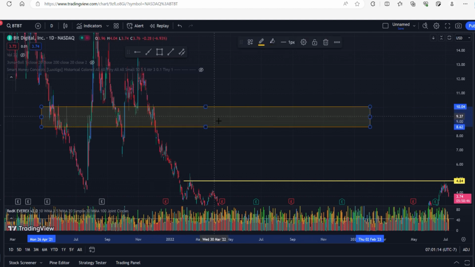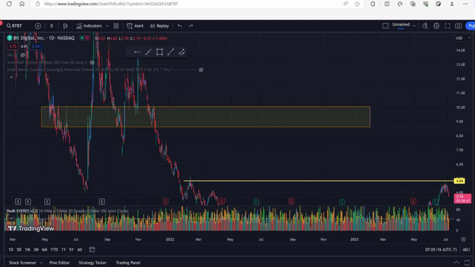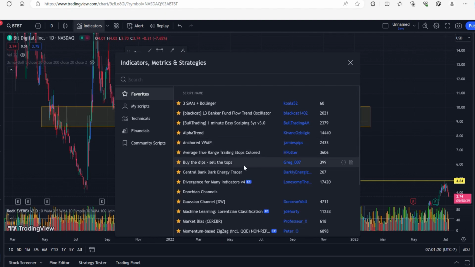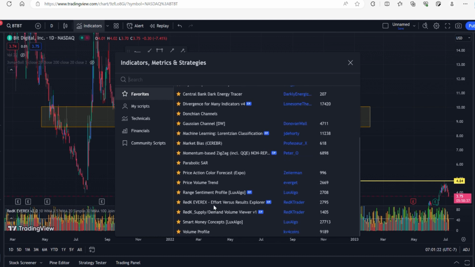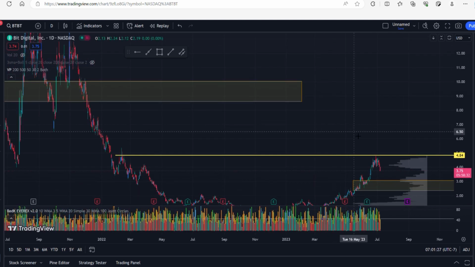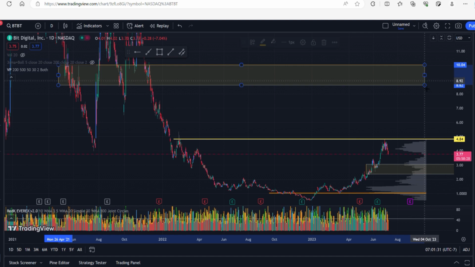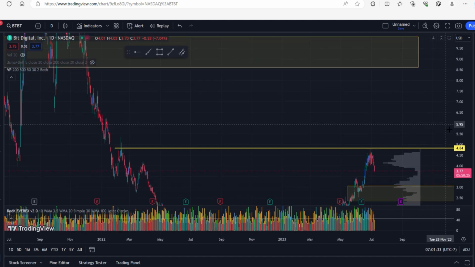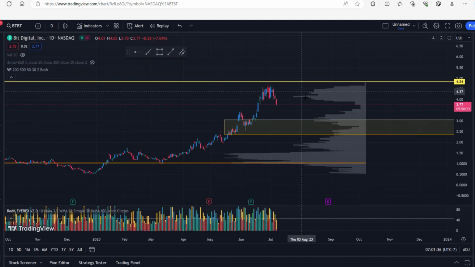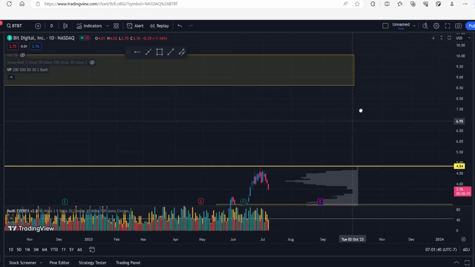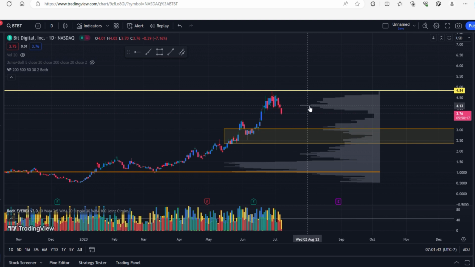So yeah. Actually, let's bring up the volume profile. See if that matches up. It's been such a long time since there's been volume up there. Oh. All right. So our volume profile doesn't even show volume up here. So that's interesting. Yeah, right here about $4.